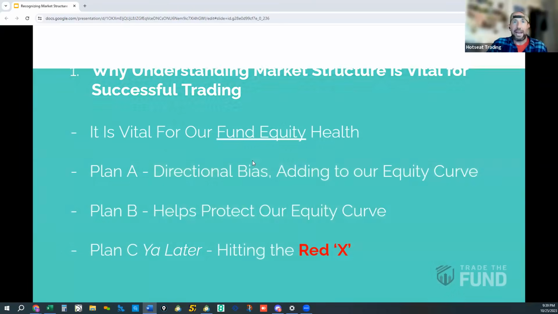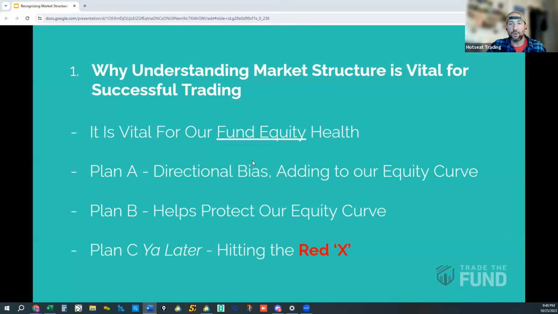So our plan A gives us a directional bias. As we are in our trading session, we are looking to improve our equity curve. But our plan B, that's going to help us protect our losses. As we pinpoint the area in the market where, if it crosses against us, that's going to give us confirmation that our first setup is no longer valid. So that's going to be moving us into fix-it mode.